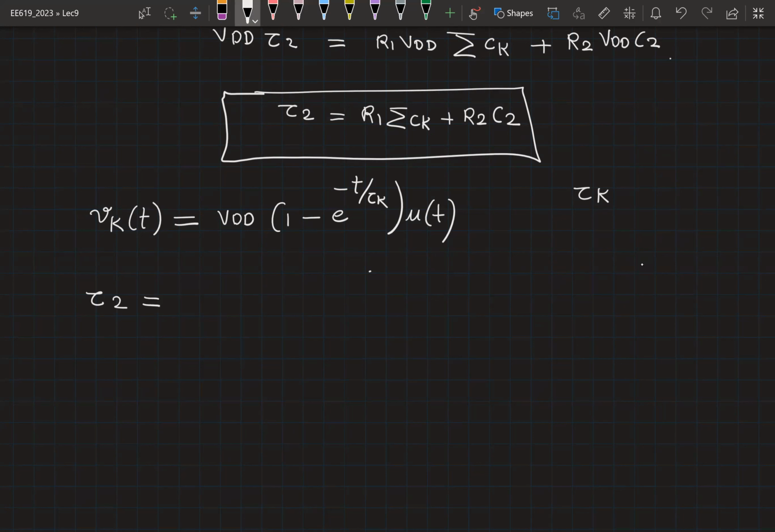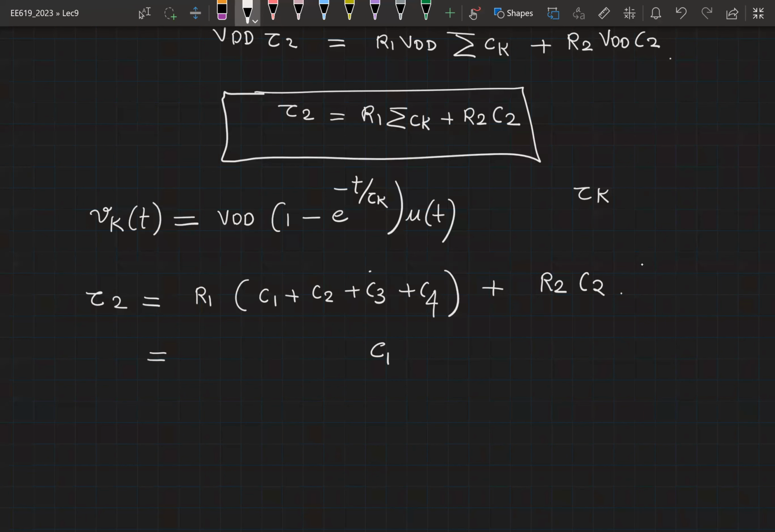So one quick look at this. So let me first expand it. So this is R1 into C1 plus C2 plus C3 plus C4 plus R2 into C2. One quick look at this and you can easily see that all four capacitances are present in this expression. So there is C1, C2, C3 and C4. We just have to figure out how to write the coefficients associated with these capacitances. And there is a very easy way to do this.